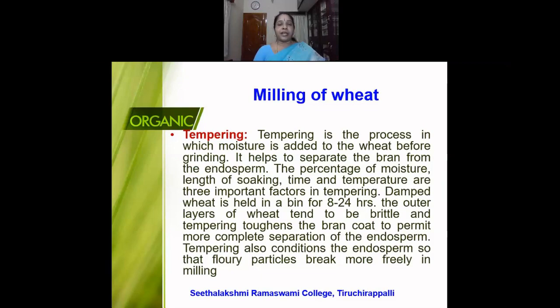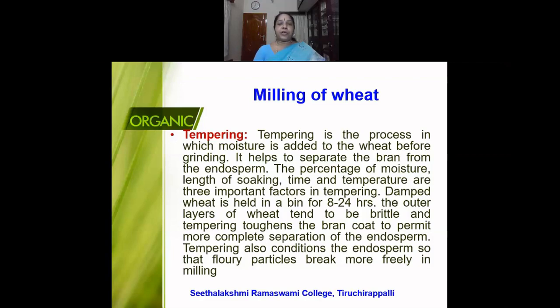The next step in the milling of wheat is a very important process called tempering. Tempering is the process in which moisture is added to the wheat before it is ground. Before the wheat is ground in the machine, moisture is added. Why should moisture be added? Moisture is added in order to separate the bran from the endosperm.